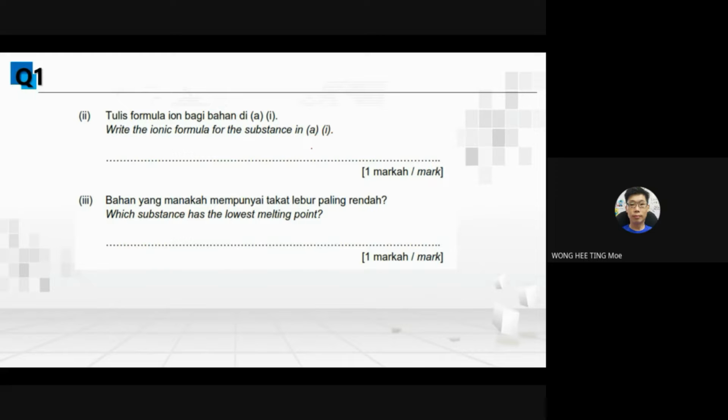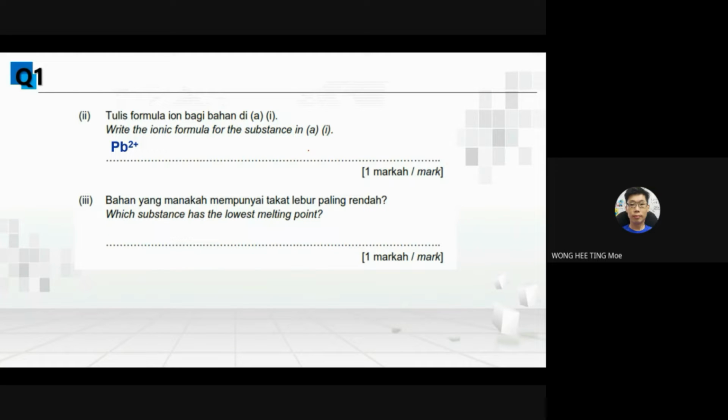Okay, number 2, write the ionic formula for the substance in the previous question. So lead. What is the ionic formula? Meaning that when it forms the ions, what is the formula? Actually, if you want, you can also write lead with Pb4 positive, but at the SPM level it is not that popular. So we can write Pb2 plus.